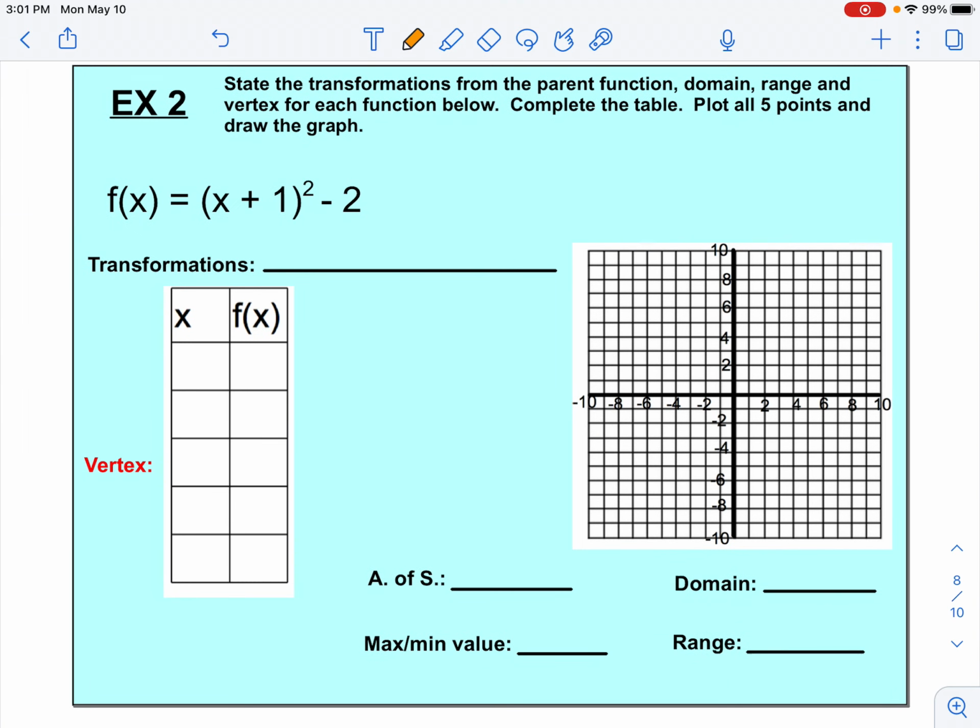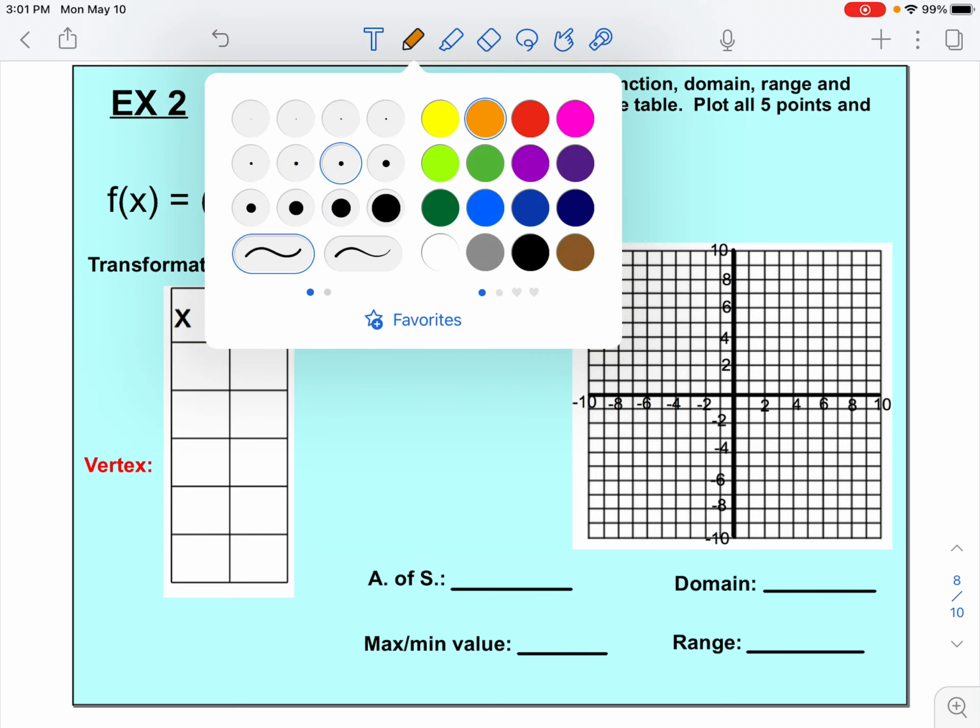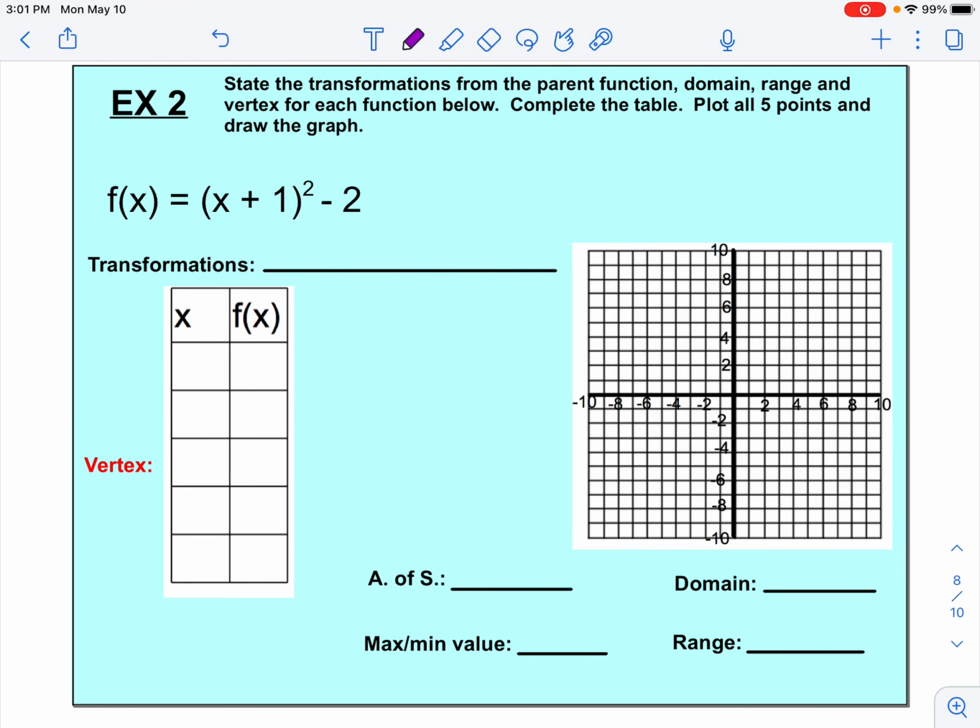All right, so let's start by stating the transformations of this. So the transformations here, we have +1, and that shifts it left or right. This is actually going the opposite of what you think, so it's going to go left 1, and it's going down 2. So if my vertex is going left 1 and down 2, here's where it would be. It would be at -1, 2.